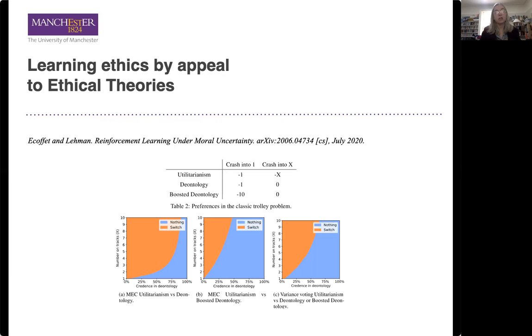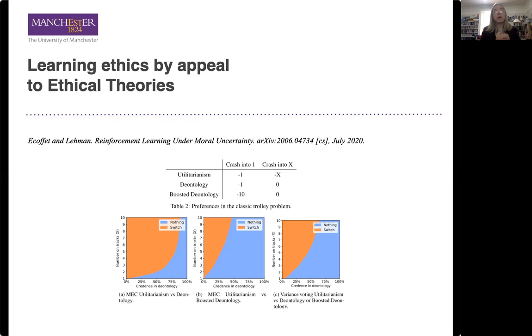So their suggestion is that you ask all the ethical theories and then you get them to vote. And the outcome of the vote is your reward function. So you get the maximum reward by doing the action that is ethically acceptable in the most theories. And then, as you can see here, there are some details about this. So they're looking at the trolley problem, which I'm sure will annoy Maria.